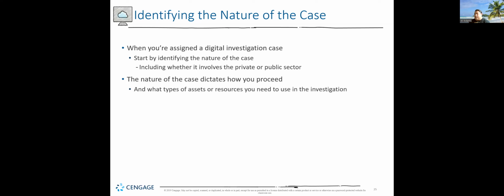So if you get a case assigned to you and you're dealing with a criminal, it's most likely going to be the public sector. Or is it? Depending on the crime they committed, it could be against a private individual or private entity. So that's what they're referring to. I just say you might be working public. The nature of the case dictates how you proceed and what types of assets or resources you need to use in the investigation. So depending on what you're dealing with, you figure out what you're going to use to put all this together.